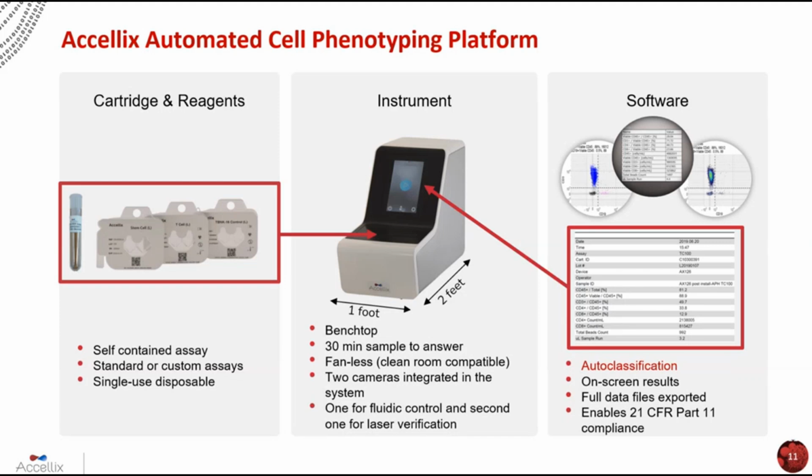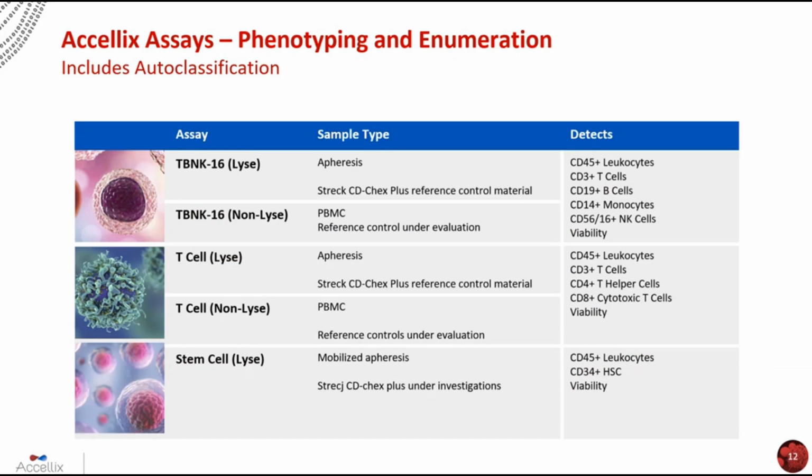Another important component of the Axelis automated cell phenotyping platform is the software, because we developed specific algorithms for these off-the-shelf assays that allow automatic classification of the different cell populations and display all the results on the screen. The full data can be exported as FCS files for secondary analysis if needed, and it also enables 21 CFR Part 11 compliance.